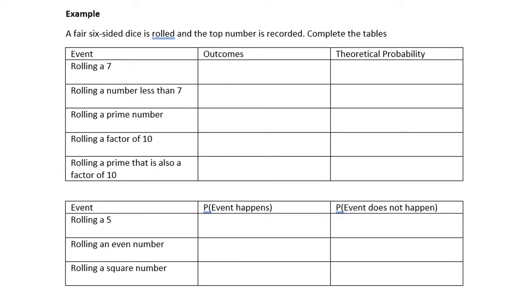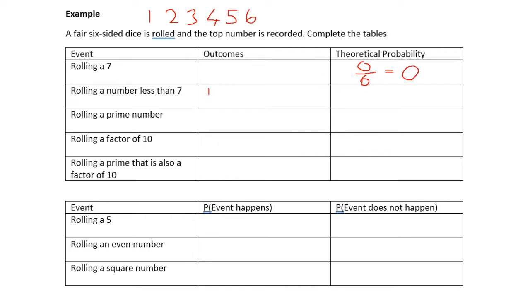Now, if we look at an example of using this sort of notation, we can ask some questions that, to be honest, you probably could have answered in year 7. We've got a fair 6-sided dice that's rolled and the top number's recorded. That is our trial. We're going to complete the tables of the outcomes that we could have, and thus the theoretical probability of those events. So probability of rolling a 7. There are 0 outcomes on a dice that would actually end up with you rolling a 7. We just go 1 to 6. So there are no outcomes to fill in here. So the theoretical probability of rolling a 7 is 0 out of 6, or just 0.